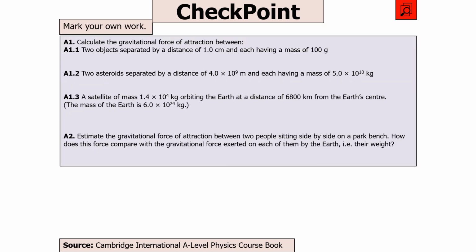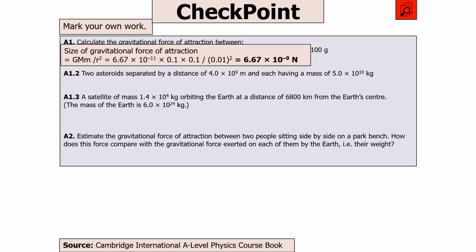Right, so this one again, we're using Newton's law of gravitation. So F equals GMm over r squared. Remember, we don't work in centimeters, we work in meters. Okay, so you work it through to be 6.67 times 10 to the minus 9 newtons.